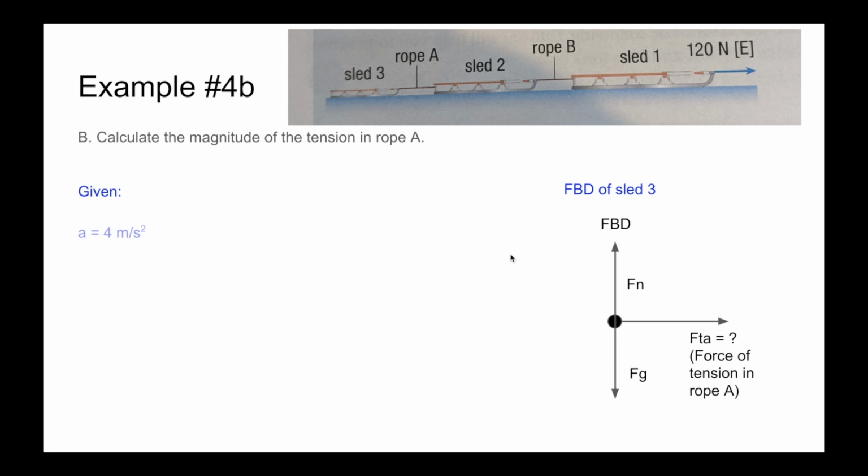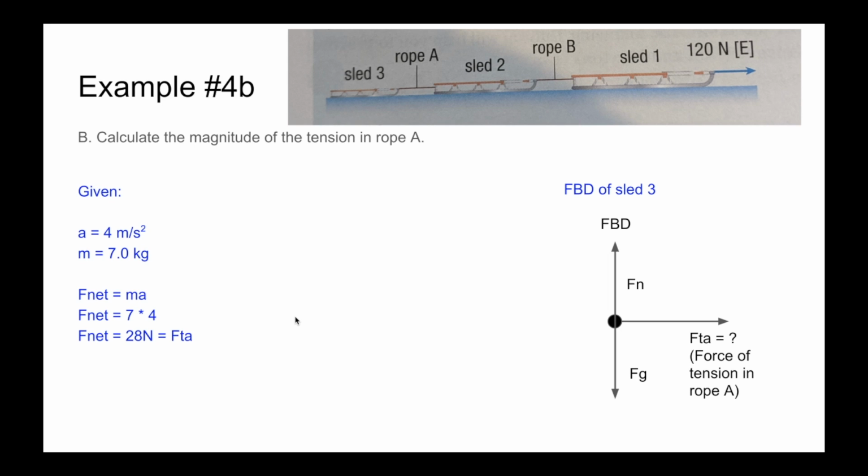So here's what we know. We know that the acceleration of sled 3 is 4 meters per second squared from the previous question. We also know that the mass of sled 3 is 7 kilograms. So therefore, the net force must be mass times acceleration, which is 7 times 4, which is 28 newtons. So it turns out that the force acting on sled 3 is not the same as the force being applied by the person over here on the right side. It's actually much less. And that's the way that Newton's laws cause it to work out.